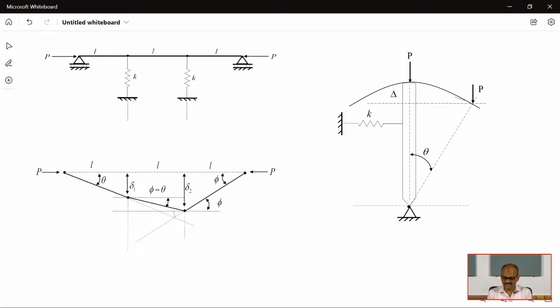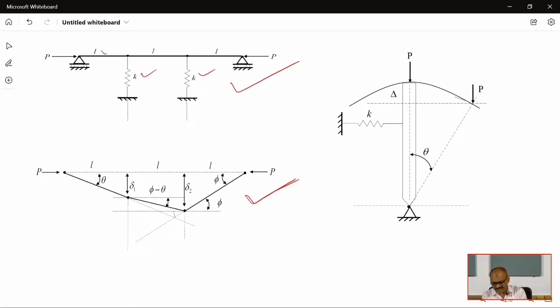For analyzing this, we will first have to find out the total potential energy of the system in the deformed configuration. This is the deformed configuration, this is the undeformed configuration. For finding the total potential energy of the system, we will first have to find how much strain energy is stored in the springs. These are the 2 springs. So when the system moves, the springs deform and the energy will be stored. So we will have to calculate that. And the second part is how much external work is done.